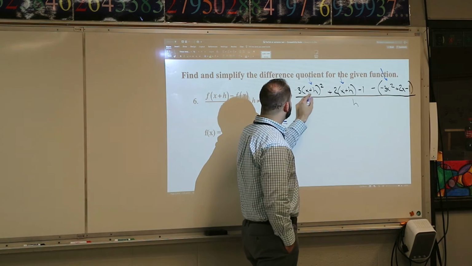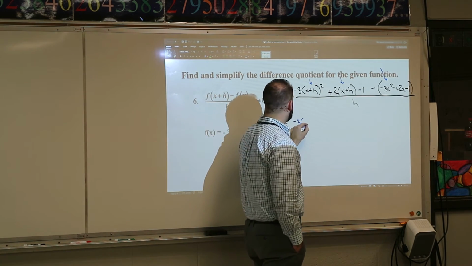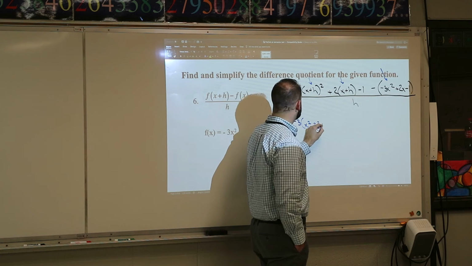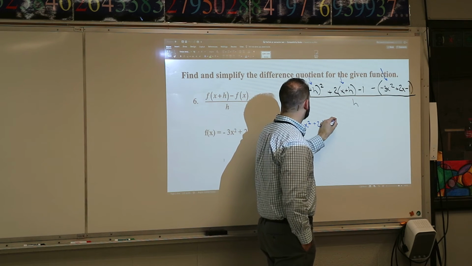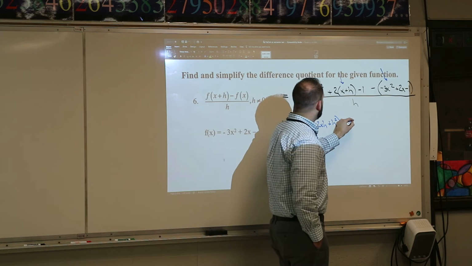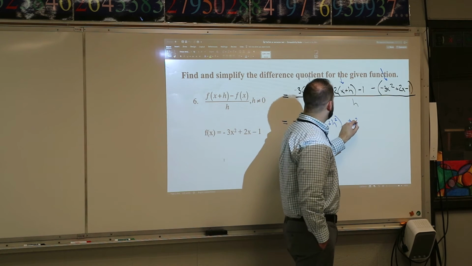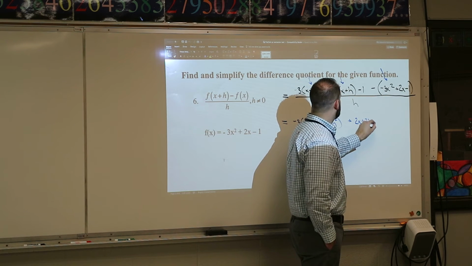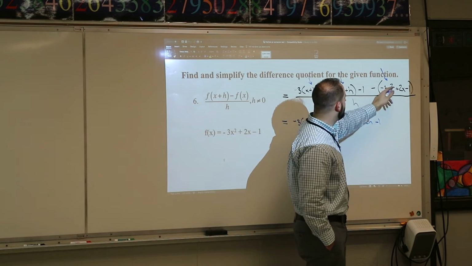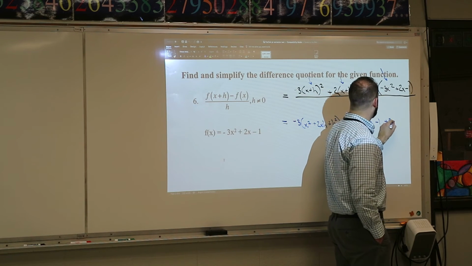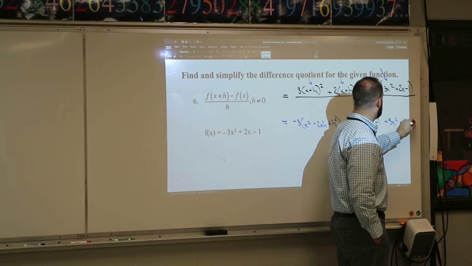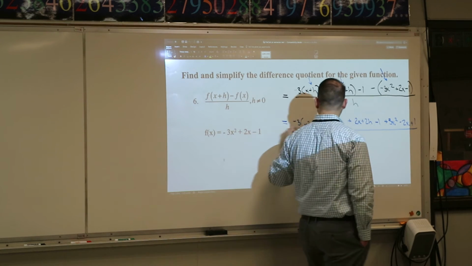So foiling these two parentheses out, it's x squared plus 2xh plus h squared. Sorry, I can do that in my head. Next, distributing the 2, I have 2x plus 2h minus 1. And now I'm distributing the negative sign to the back. I have a plus 3x squared minus 2x plus 1, all over h.